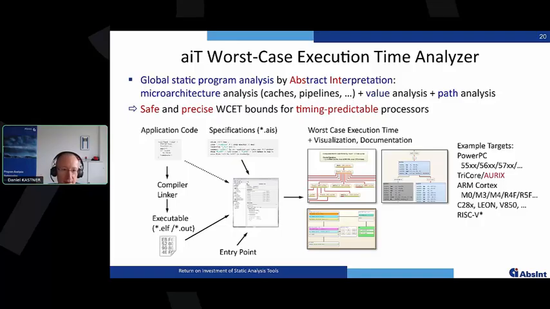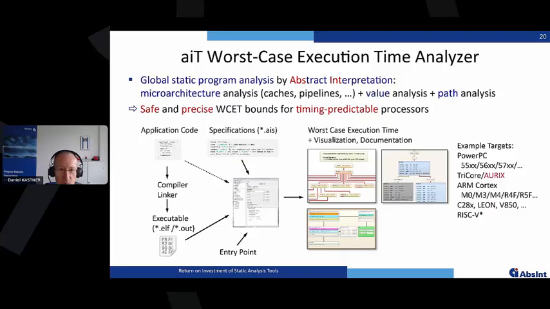And the core of the analysis is basically a microarchitectural model. So we have a model of the processor including caches and pipelines. So we know how each instruction changes the cache, changes the pipeline, and then can do a cycle-wise evolution of how instructions travel through the pipeline, and also take into account all different possibilities or hardware states during the analysis.